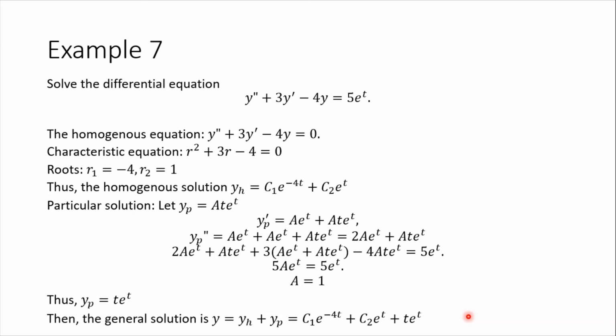Okay, so that's about the second order differential equation with a variable term. In this case we only learned two functions, which are polynomial and exponential, and how to find the particular solution. So that's the end of second order differential equations.